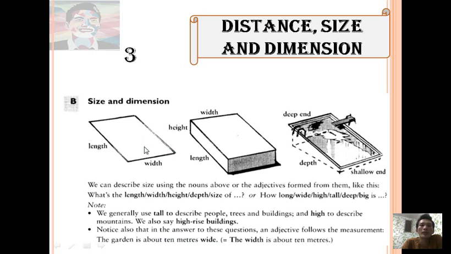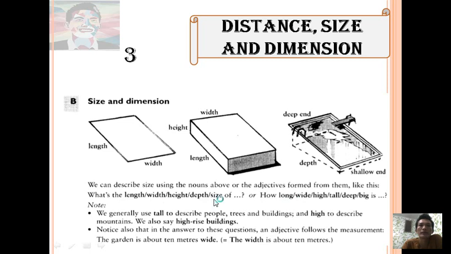Here, you are able to use the nouns length, width, height, depth, size. It is what's the noun. But you are able to follow with an adjective: long, wide, high, tall, deep, and big. How long is, how wide is, how high is, how tall is, or what's the length of, what's the width of, what's the height of, what's the depth of, what size of.